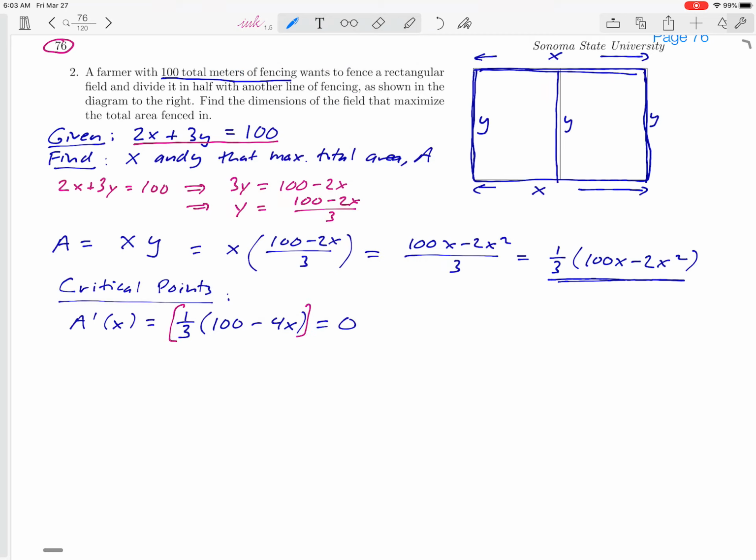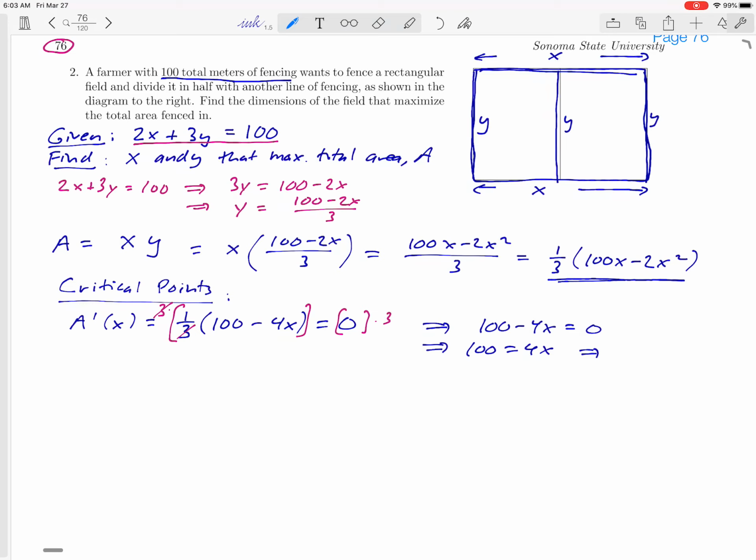Okay, so this becomes an algebra problem, and we might start by just multiplying both sides by 3. Okay, that's a way of getting rid of that denominator over here on the left. Okay, and over on the right, 0 times 3 is still 0. Okay, so that's going to get us to 100 minus 4x equals 0. Okay, and that's an equation I think we can solve without too much trouble.